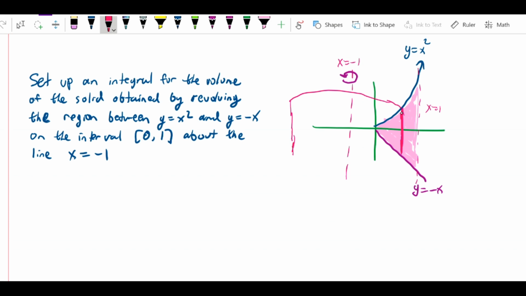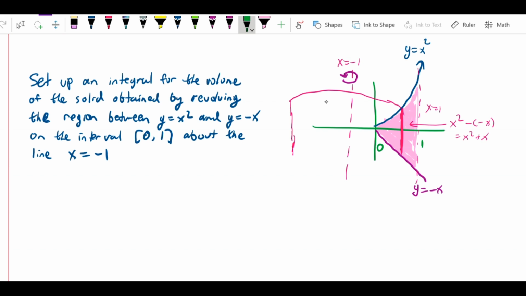Now, the difference here, well, actually, let's talk about what's similar. The height of the cylinder, as we said, is the same. It's just x squared minus -x, or x squared plus x. The other thing that's the same is the region that's being revolved. The lowest possible x value of that region is 0, the highest possible x value is 1.